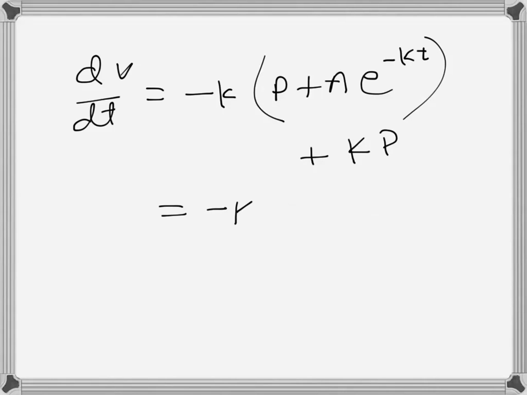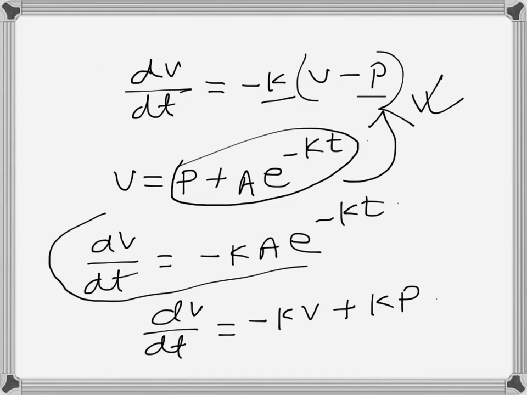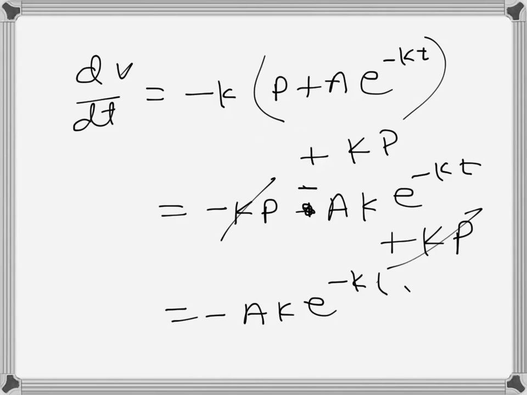So we can see that minus kp plus a, that becomes minus ak e to the power minus kt plus kp. So these two get cancelled, and this one is actually this one. So it does satisfy the differential equation. If we start with this solution and differentiate, we end up getting this differential equation, as we have seen. And the second part: P is 500 and initial velocity is 0.